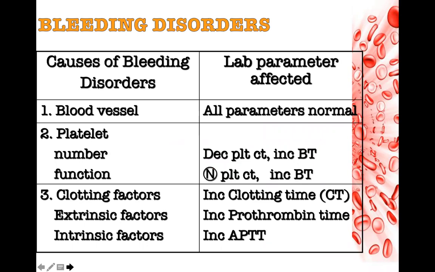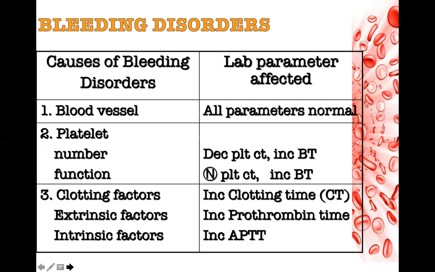If we talk about disorders involving the blood vessel and the platelet, this is what we call the primary bleeding disorder, because when the clotting factors would enter the picture, this is where your secondary bleeding disorders. So if the cause of the bleeding disorder is secondary to a blood vessel, all parameters should be normal. So what are these parameters? Platelet count, bleeding time, clotting time, your prothrombin time, and your activated partial thromboplastin time.